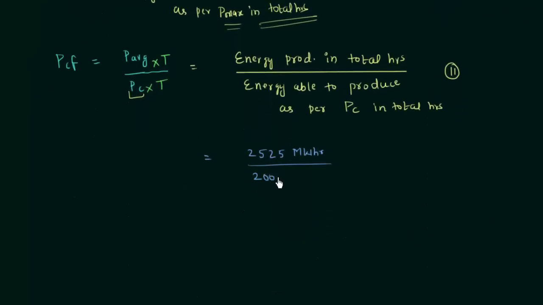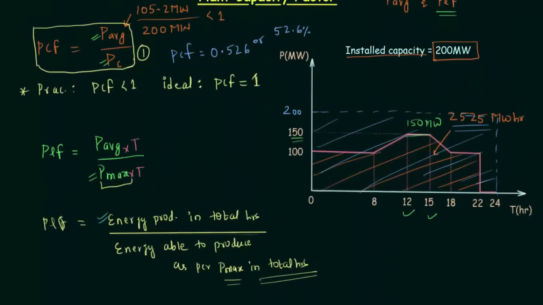So 200 multiplied with 24 megawatt hour, this is equal to 2525 over 4800. When you solve it, you will get 0.526 or 52.6%. This is the same as the answer we got using the first way. So this is all about the plant capacity factor.